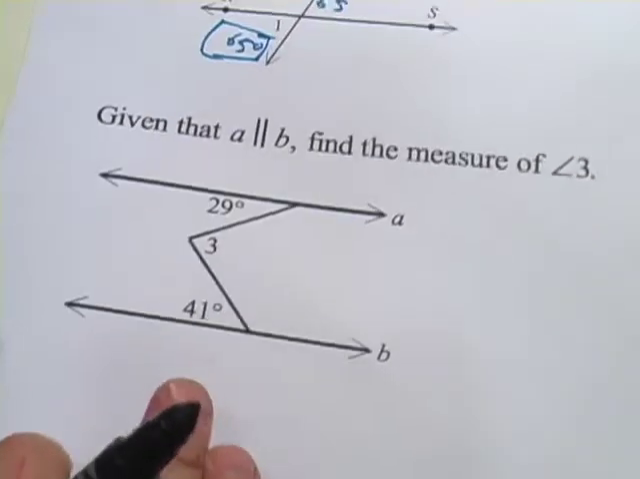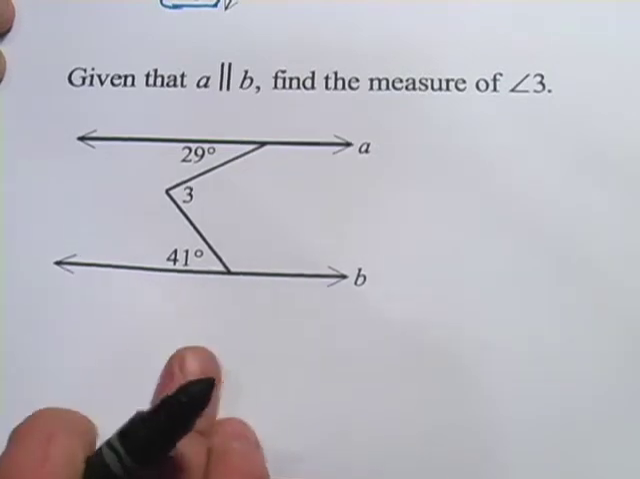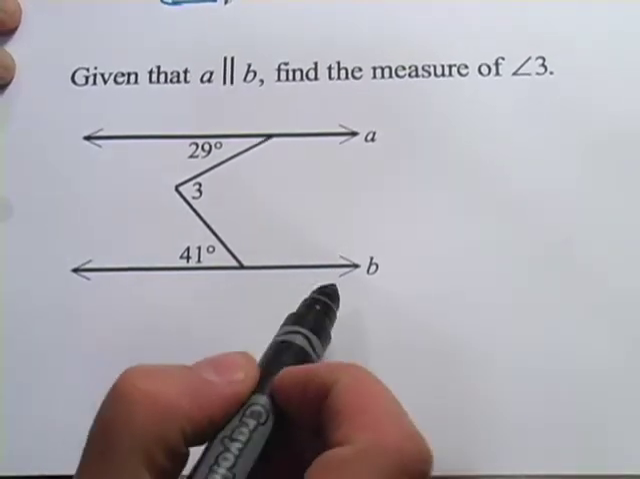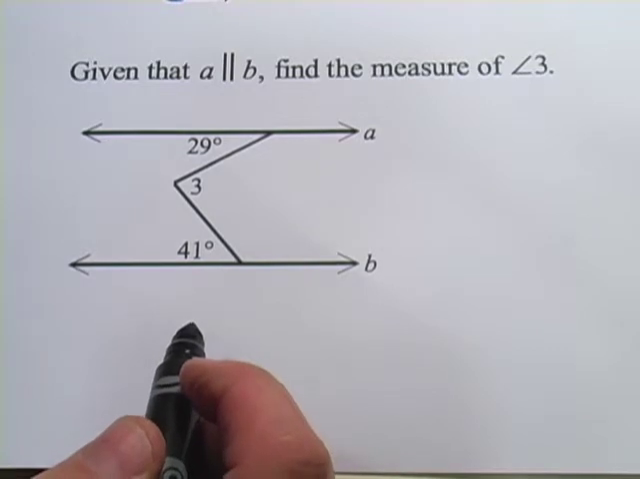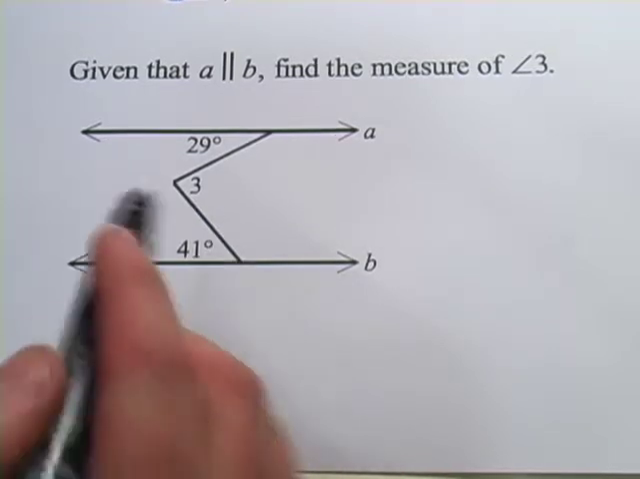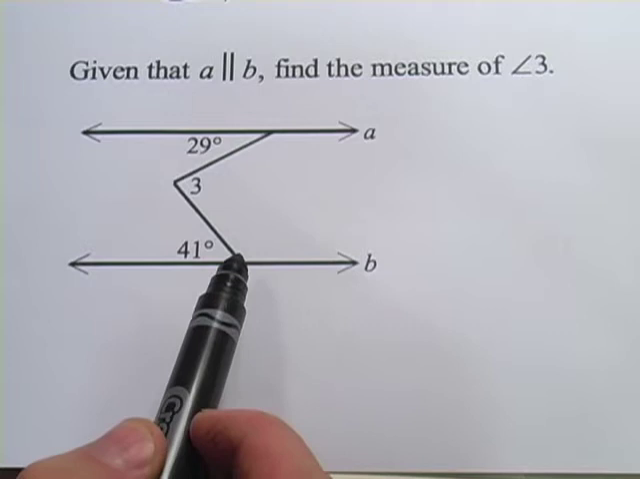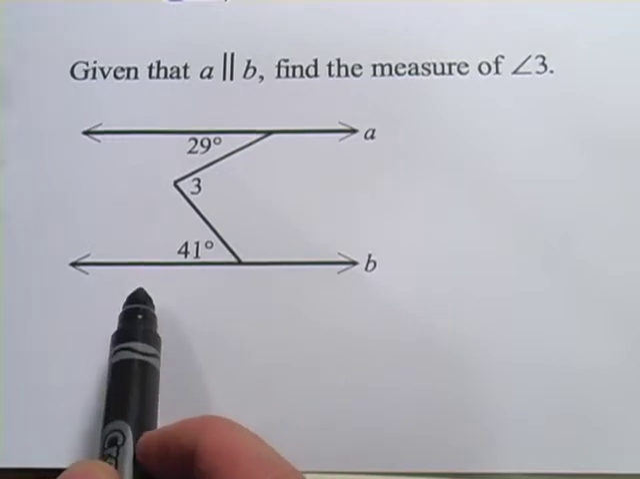Let's try a trickier one. This one says, given that A and B are parallel, find the measure of angle 3. And this looks a little bit different. It doesn't really look like a transversal problem, although we do have the two parallel lines. So how do we approach this one?